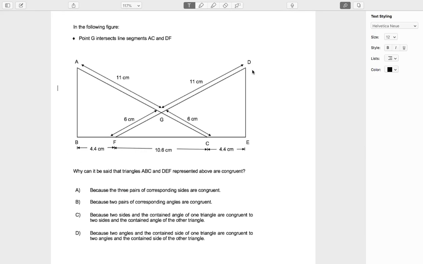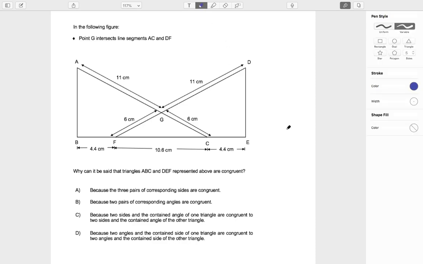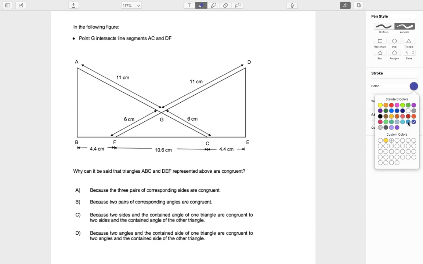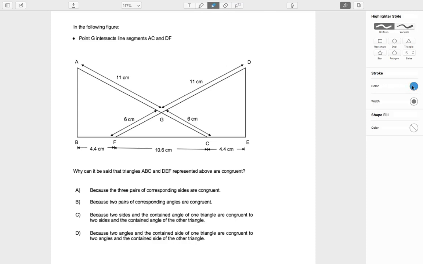So this is an interesting multiple choice question on similar and congruent triangles. Here we want to know why the two triangles are congruent. I'm going to ignore the multiple choice solutions until I can come up with my own conclusion, because what this involves is dissecting the triangle for what we see it has. They're telling us that point G intersects the lines AC and DF.